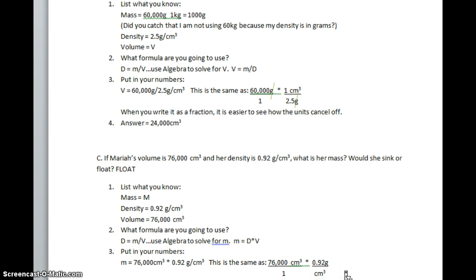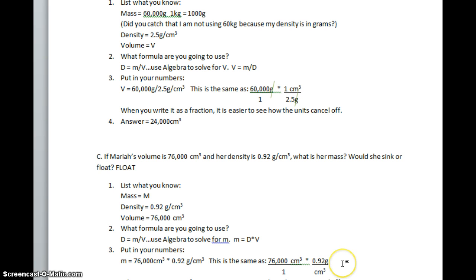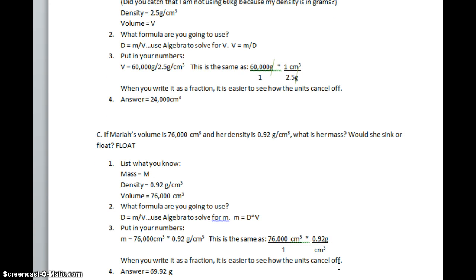And this is the same as putting them in fraction form. So again, instead of just writing 76,000 cubic centimeters, I can put it over 1. Instead of writing 0.92 grams per centimeter cubed, I can actually put the centimeter cubed on the bottom of my fraction. By doing so, you can really easily see how the 2 units of centimeters cubed cancel. When you write it as a fraction, it's easier to see how units cancel.